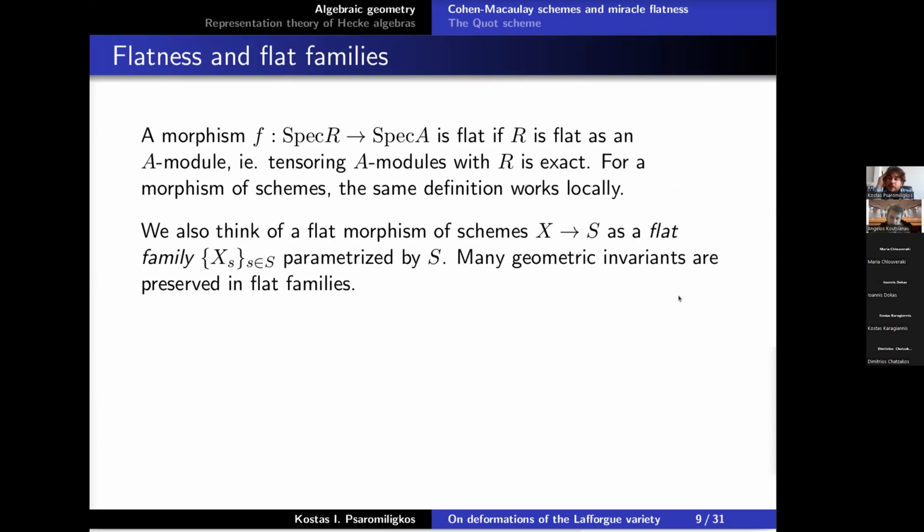And another viewpoint I really want to emphasize for this series of talks is that a flat morphism from X to S, we can also think of as a family. A family of what? Well, given a point in S, we can look at the fiber of this morphism, which we denote by X_s. So instead of thinking of this as a whole scheme, we can think of it as a continuously varying family of schemes over S. And many geometric invariants are going to be preserved if we have a flat family.